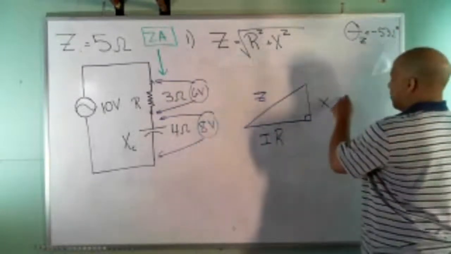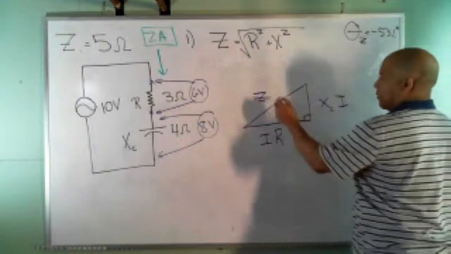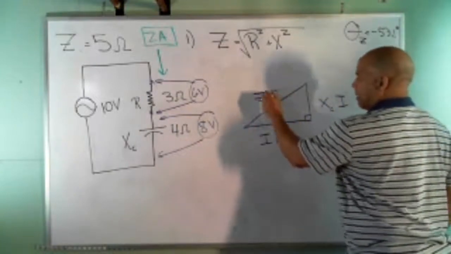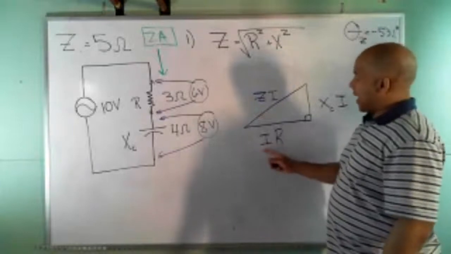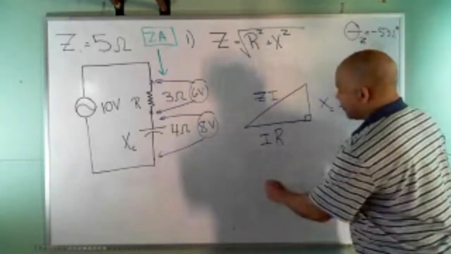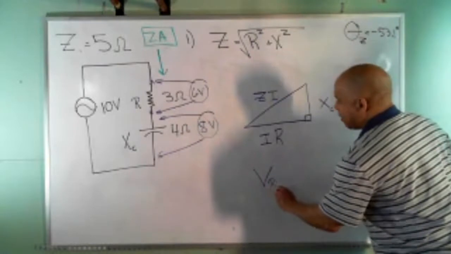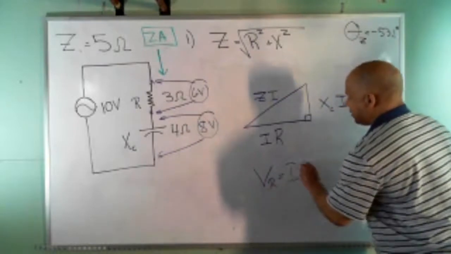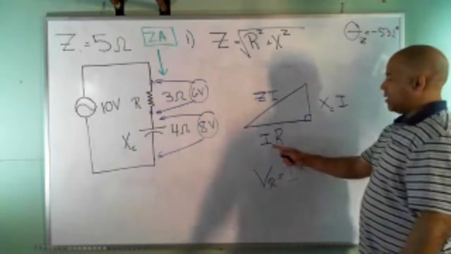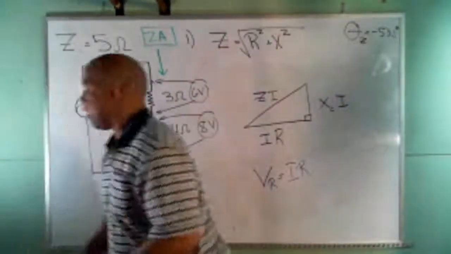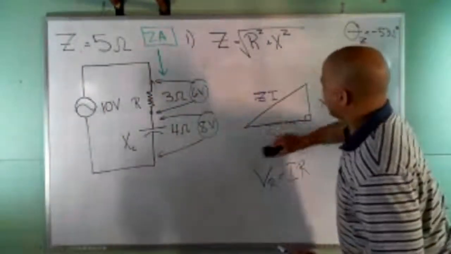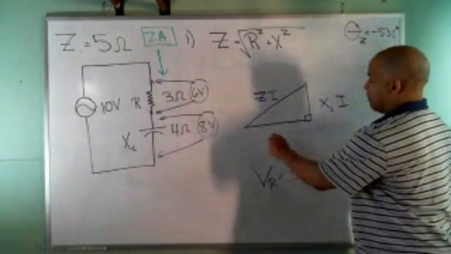I'm going to multiply this side by I. Well, what is I times R? I times R is VR. VR is I times R. So by multiplying the bottom part of that resistor by current, I get the voltage of the resistor. I get VR.